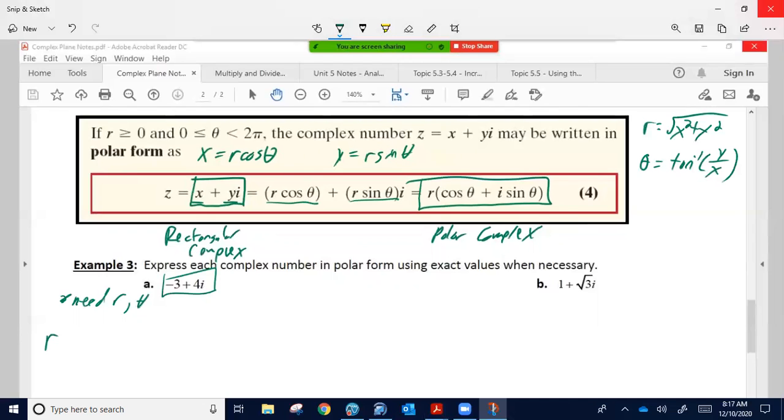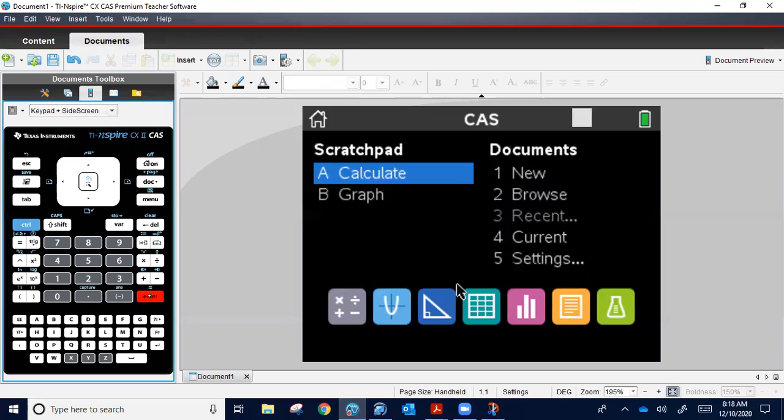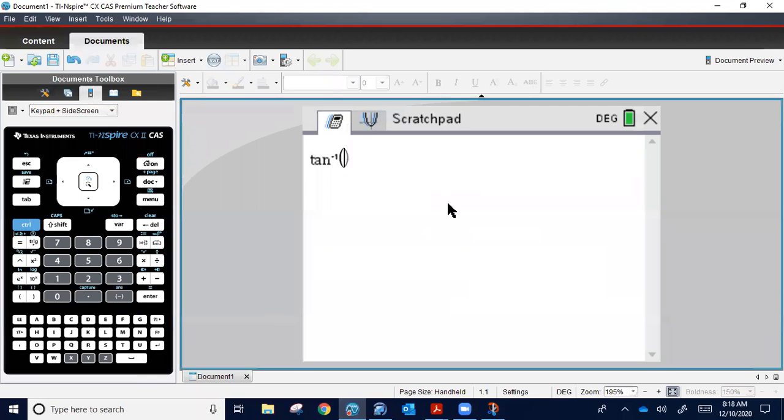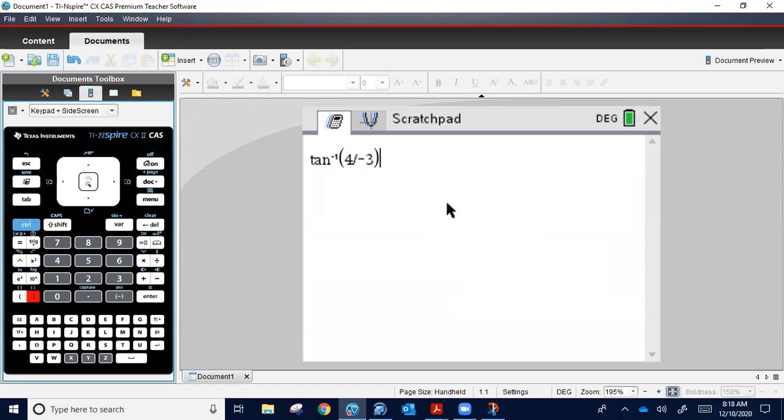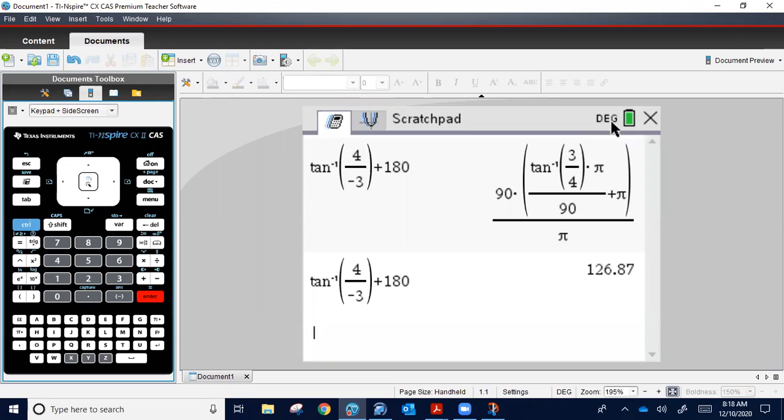If we begin to work this out, the radius is going to be radical -3 squared plus 4 squared. That's going to give us a 5, while the angle is inverse tangent of y over x. In this case, it's going to be 4 over -3. And notice, since the x value is negative, we do need to add 180. Whenever x is negative, you have to add 180 to your angle. Let's go ahead and do this one in degrees. So if I do the inverse tangent of 4 divided by -3, and I add 180, we're going to get 126.9 degrees.